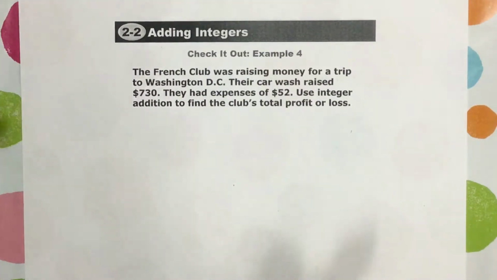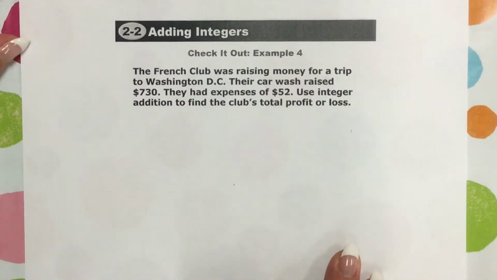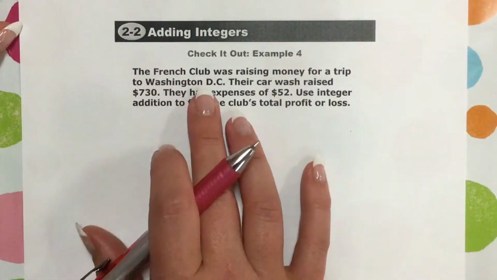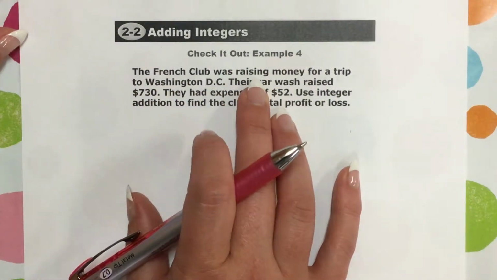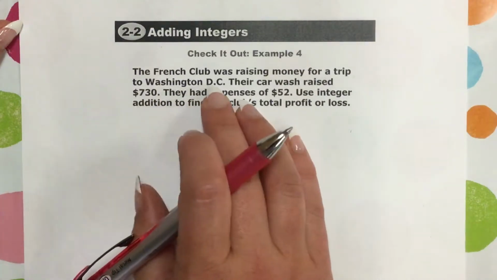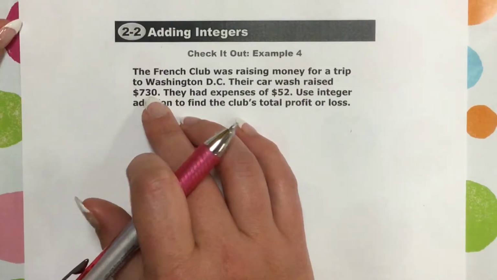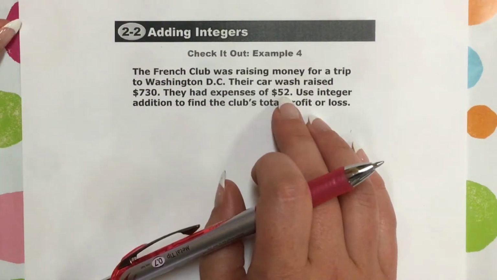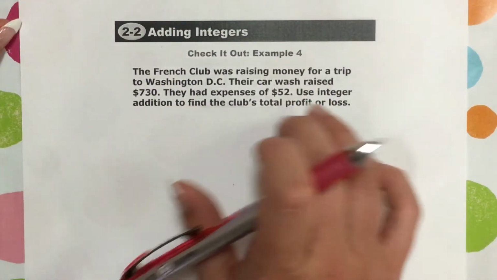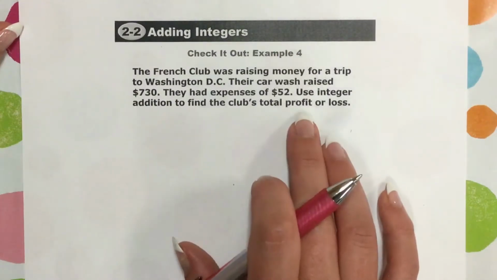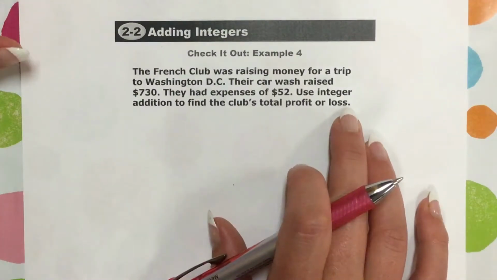All right, we are back with check it out, example 4. What it states is the French Club was raising money for a trip to Washington, D.C. Their car wash raised $730. They had expenses of $52. Use integer addition to find the club's total profit, remember, that's when you make money, or loss, that's when you lose money.